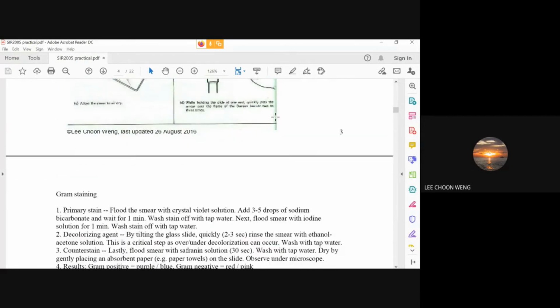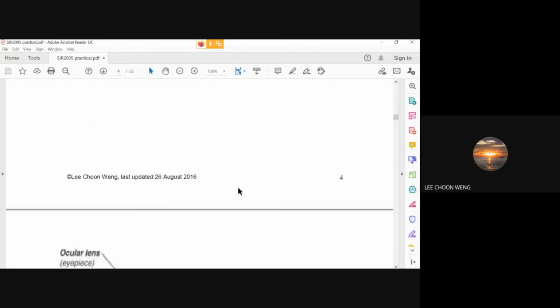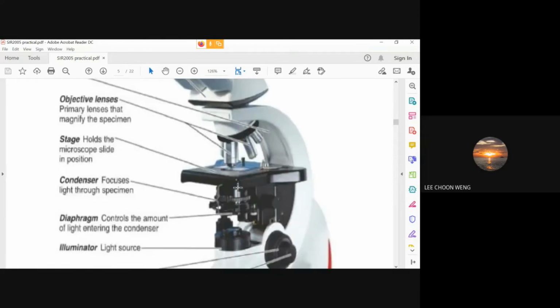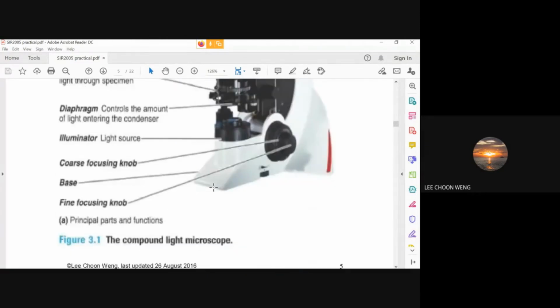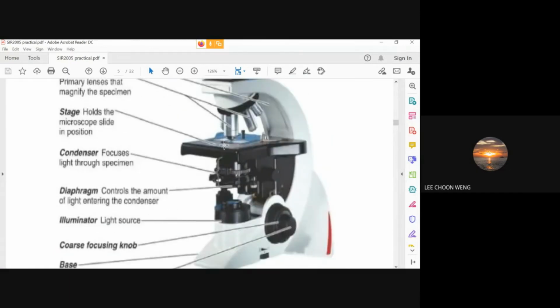So gram stain, very important. You need to differentiate between gram positive and gram negative before you can proceed on to the next identification step. Microscope, you have to know how to use them properly. Okay, it's a skill to be able to focus. Using a microscope is a skill that, when given a chance, you must try to master the skill of focusing on the microscope.